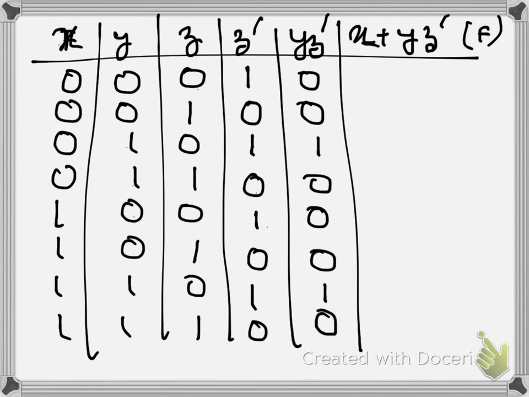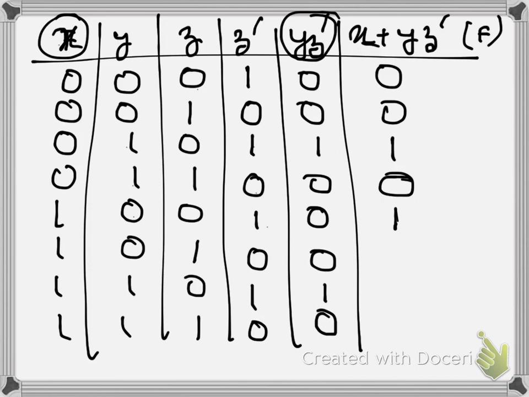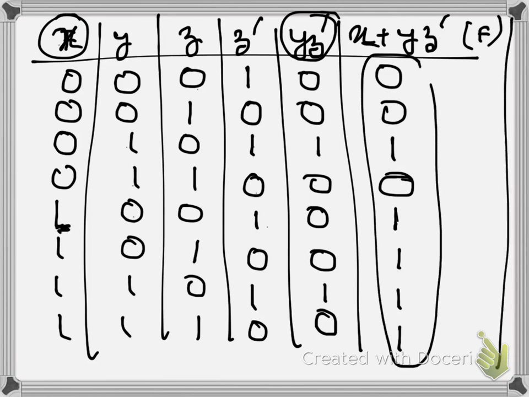Then we have x or yz dash. That means this column or this column. So I get 0, 0, 0, 0, at least one must be a 1 to get a 1. So here yz dash is a 1, fourth row both are zeros, fifth row this is a 1. Then sixth row also, this is a 1, this is a 1, this is a 1. So this is the value of our function f.